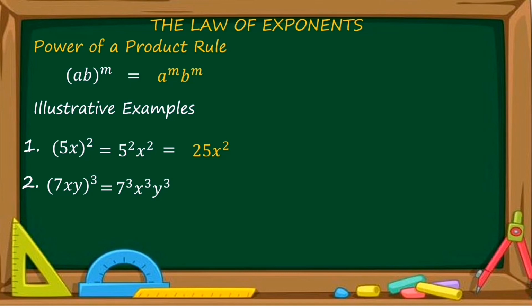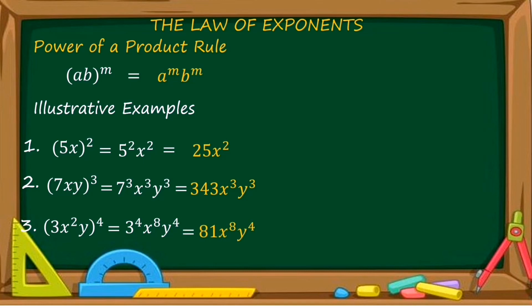Next, the quantity 7xy raised to 3 is equal to 7 raised to 3, x raised to 3, y raised to 3. The value of 7 raised to 3 is equal to 343. Therefore, the final answer is 343 x raised to 3, y raised to 3. Next, the quantity 3x squared y raised to 4 is equal to 3 raised to 4, x raised to 8, y raised to 4. The value of 3 raised to 4 is equal to 81. Therefore, the final answer is 81 x raised to 8, y raised to 4.